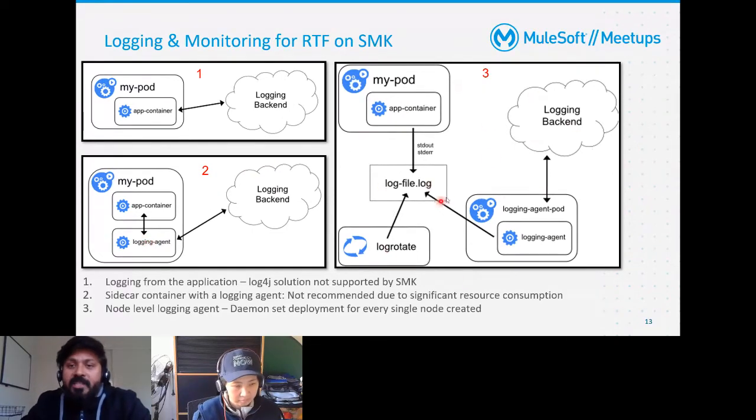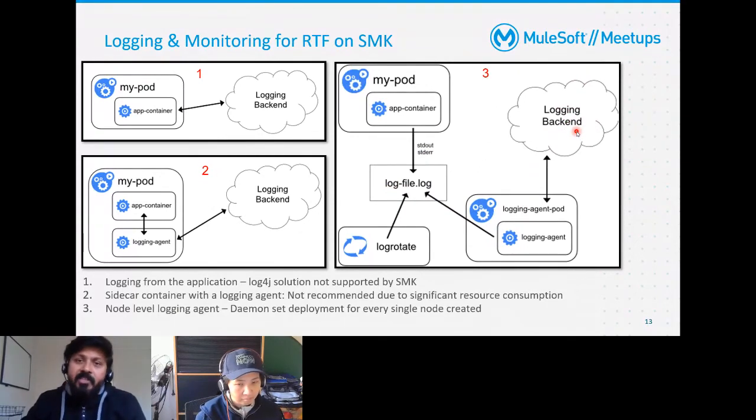The popular approach is the daemon set deployment. With the daemon set deployment, every single node within the Kubernetes cluster has this logging agent installed, and this logging agent collects the logs from the log file, which has all the logs from the applications on that node. All the standard logs, stdout and stderr, are available in this log file. The logging agent reads them and then pushes them to the logging backend.